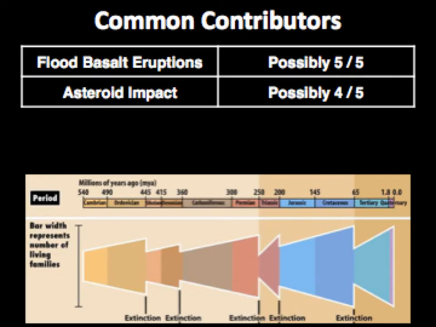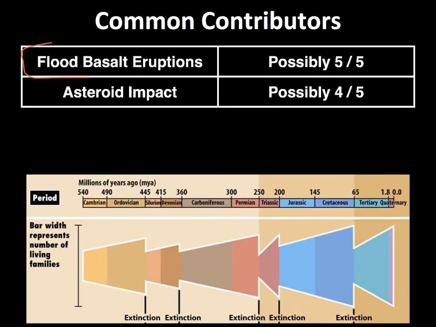So let's look at a summary of these big five mass extinctions in terms of common contributors. Our big two players: we've seen flood basalt eruptions involved in potentially 5 out of 5 of the mass extinctions, and in some of those the involvement is more definite than others. We've seen asteroid impacts involved in potentially 4 out of the 5 mass extinctions, the most famous of those being the end Cretaceous mass extinction, the Chicxulub asteroid.